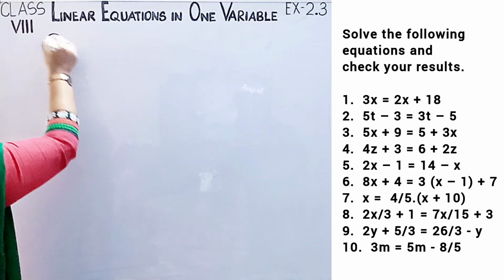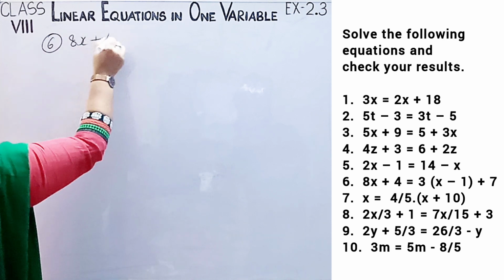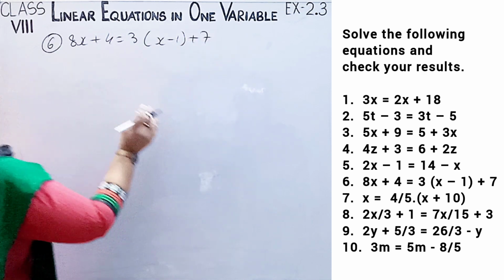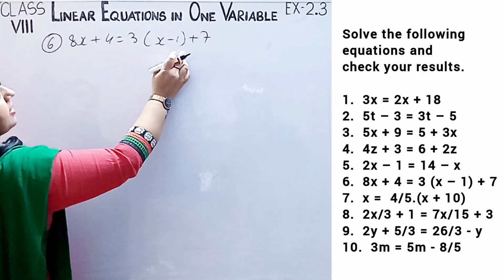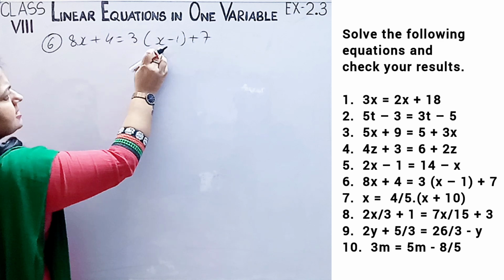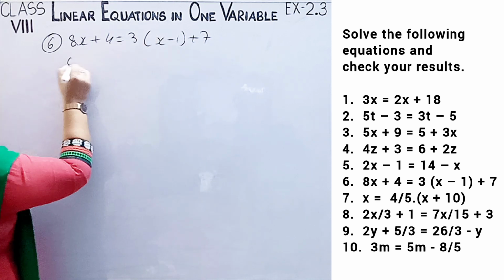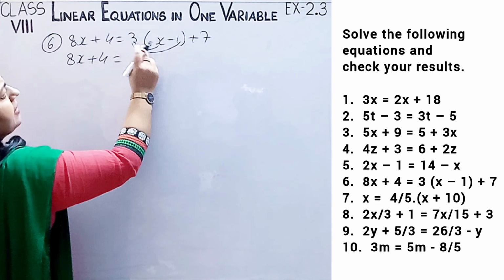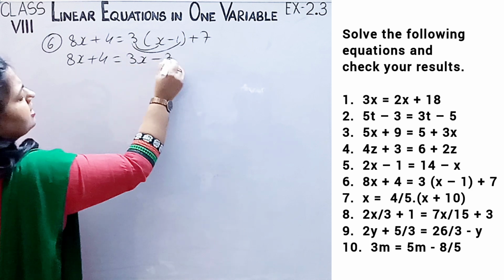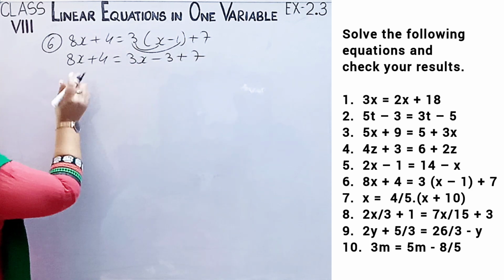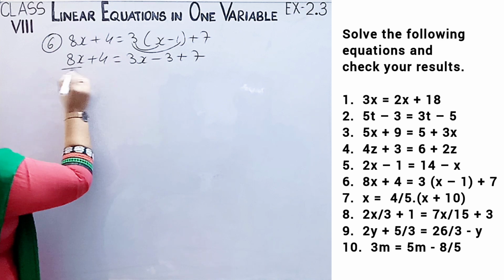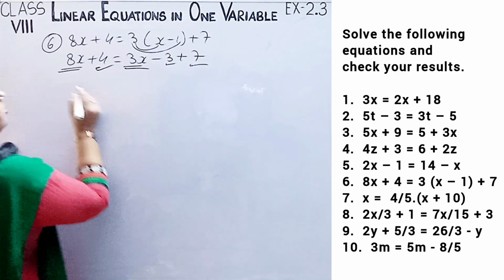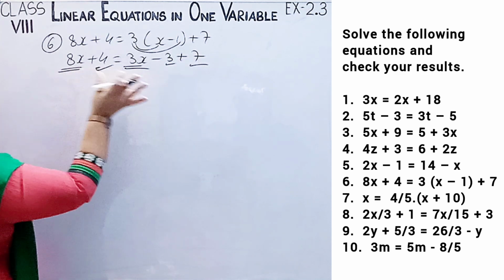Question number 6. 8x plus 4 equal to 3, x minus 1 plus 7. The first step is to remove this bracket, and we will multiply 3 with x, after that 3 with minus 1. So 8x plus 4 equal to 3x and minus 3. So 3x minus 3 plus 7. After that we have to see which are variable part and which are constant part.